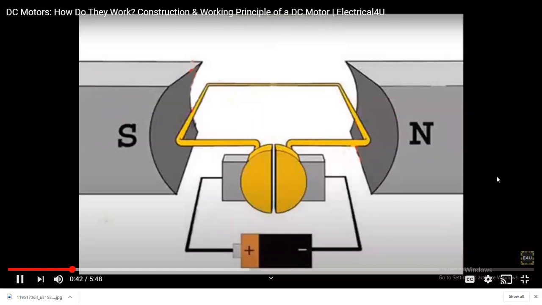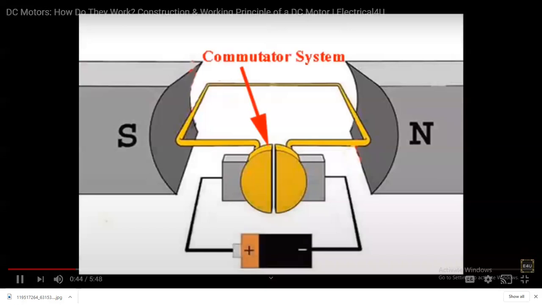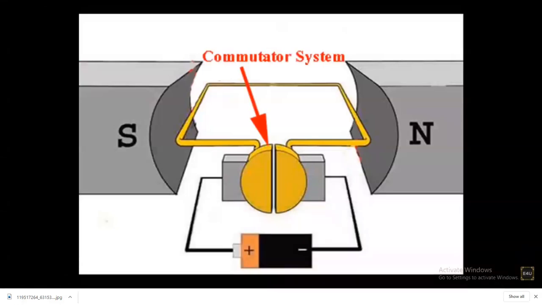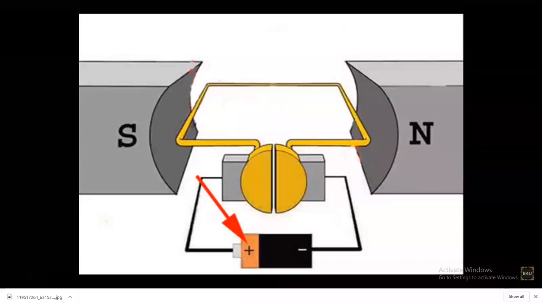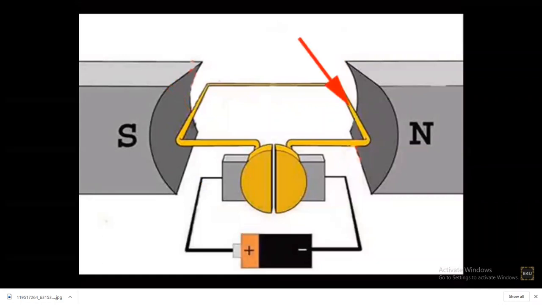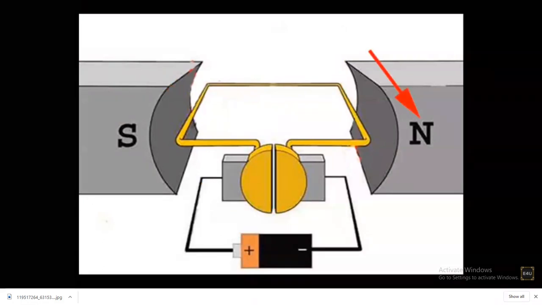Now, if we start supplying DC through a commutator system to the single turn, current starts flowing through it. At that position, as we see, the positive terminal of the battery is connected with the left conductor of the turn, and the negative terminal of the battery is connected with the right conductor of the turn. Moreover, we see here in the model, the south pole of the magnet is placed at left side and the north pole is placed at right side.